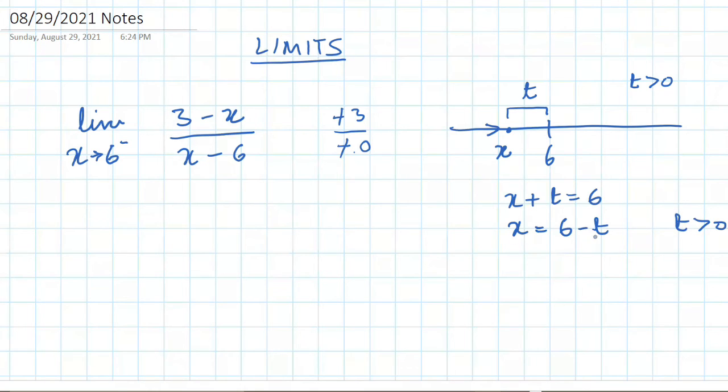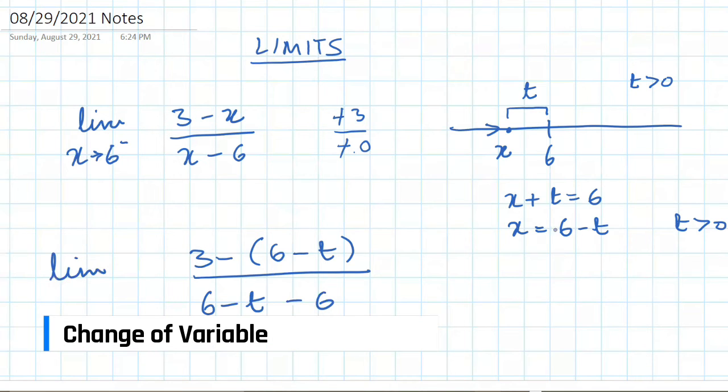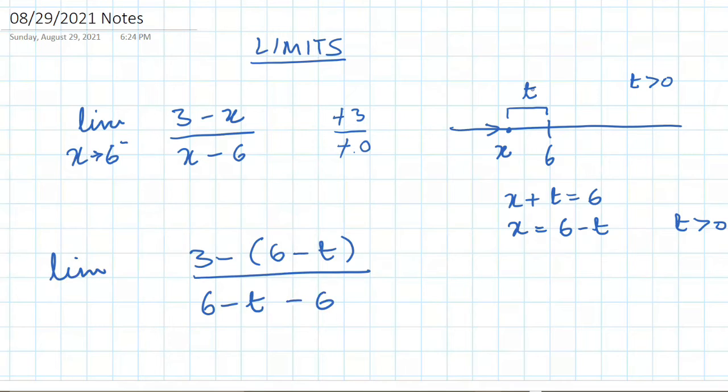So now we replace X with 6 minus T here. And in the limit, as X gets close to 6, what happens to T? T is going to 0, right? As X is approaching 6, T is approaching 0. So what we did here was a change of variables, right? Instead of X, now I have T. And also it's no longer a one-sided limit. We just said T is greater than 0, and this is now a regular limit.